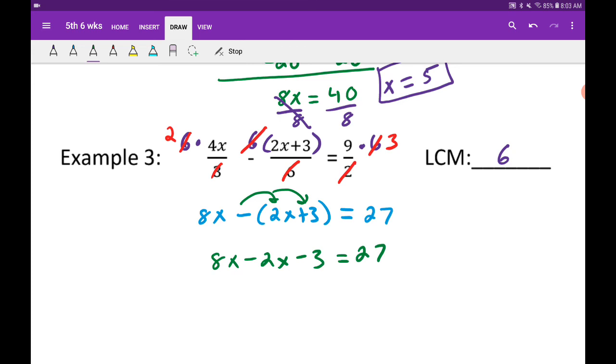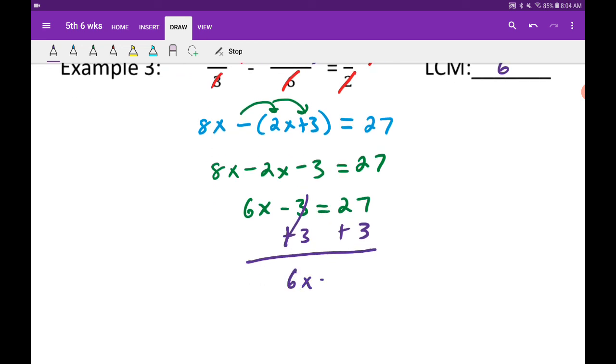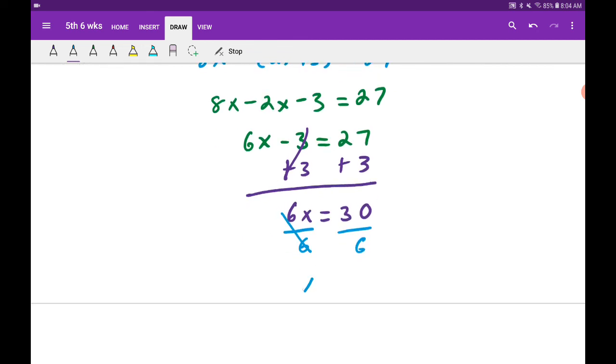All right, let's combine like terms. 8x minus 2x makes 6x minus 3. Okay, let's go ahead and add 3 to both sides. All right, so we get 6x, and then we get 30. It's going to work out very nicely. Okay, then divide this 6 into both of these. And we're going to get x equal to 5.